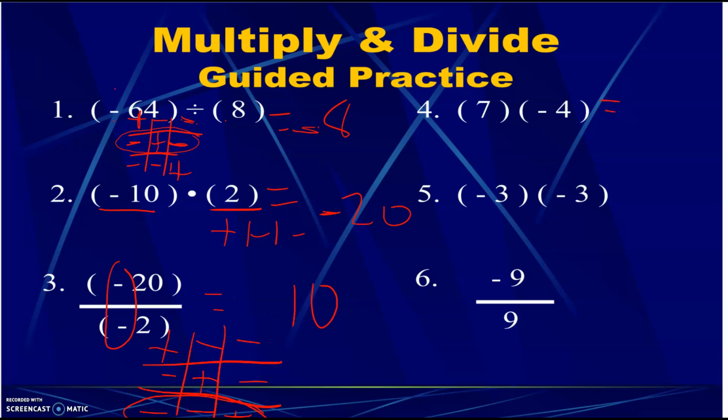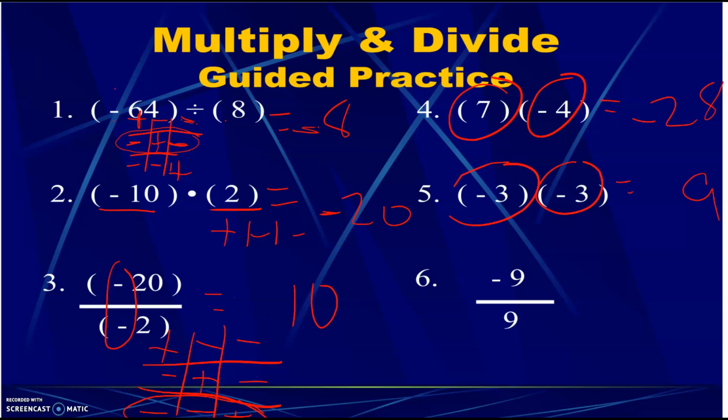All right, 7 times 4 is 28. One number is positive, the other is negative. Since the signs are different, it's a negative answer, negative 28. 3 times 3 is 9. One 3 is negative, the other 3 is also negative. So a negative times a negative makes a positive 9.